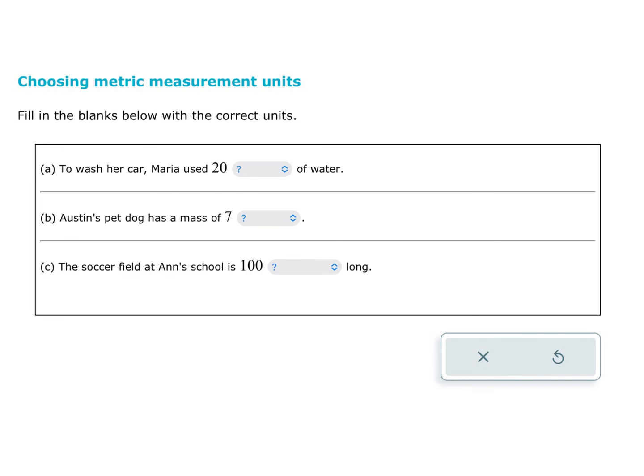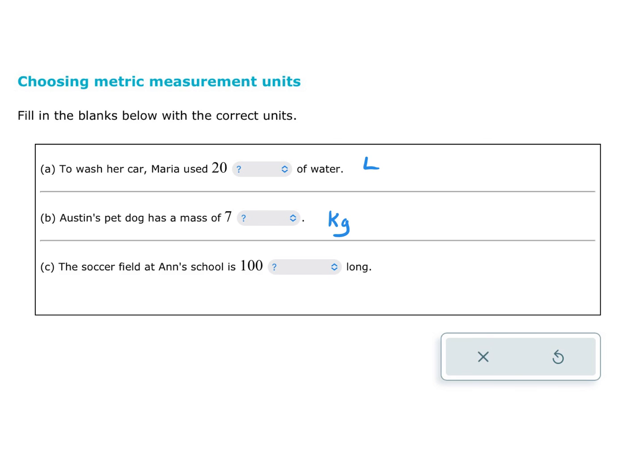Here's some more. To wash your car, Maria used 20 blank of water. You certainly would not use 20 milliliters of water. It would have to be liters. Austin's pet dog has a mass of 7 blank, and 7 grams would be like 7 paper clips. That would be one tiny pet dog, so it's going to be 7 kilograms.